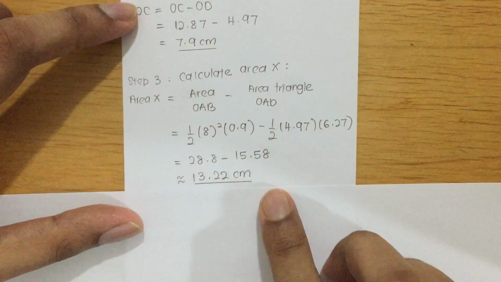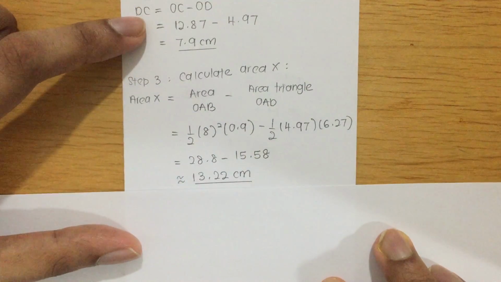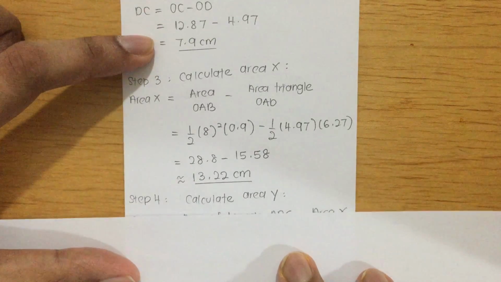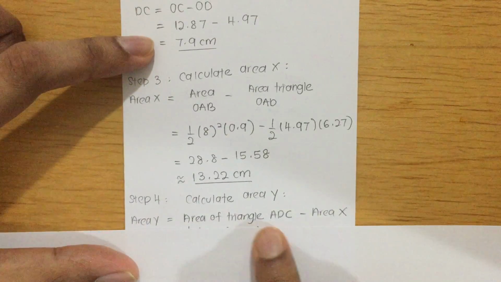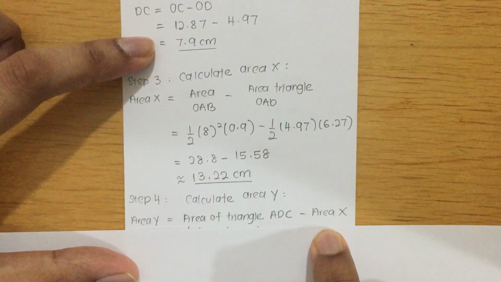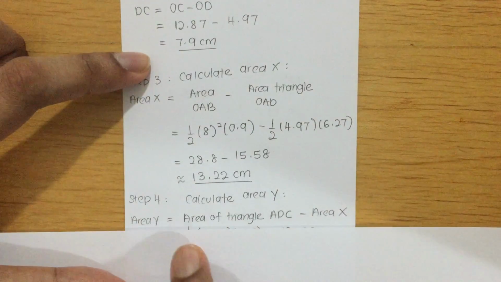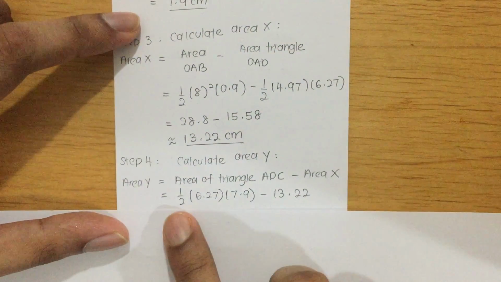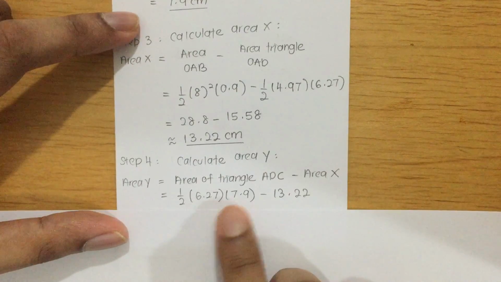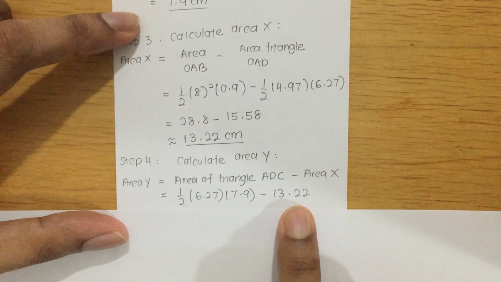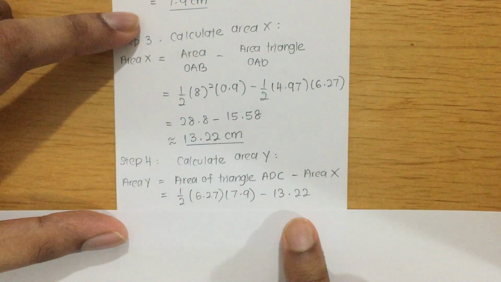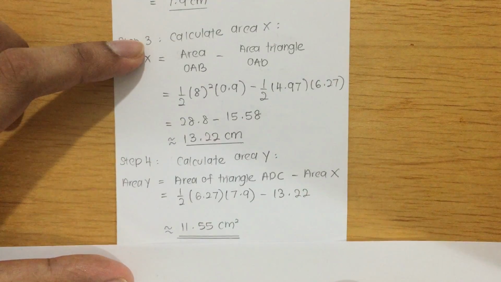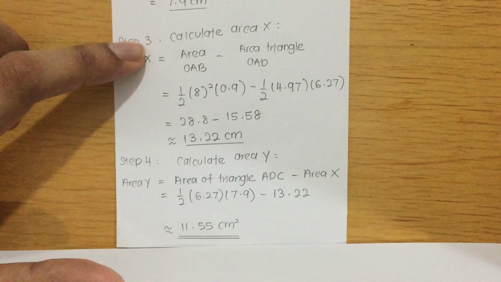Once you get your area X, now we will proceed to the last step, which is to calculate the area Y. Like I've mentioned, we're going to use the area of the triangle ADC, and we're going to minus the area of X. From there, once we minus, we can easily find our area Y. So half times 6.27 times 7.9, and then you minus the area of X, which you've already found, which is 13.22. So you minus them, and you should get your answer, approximately 11.55 centimeter squared.